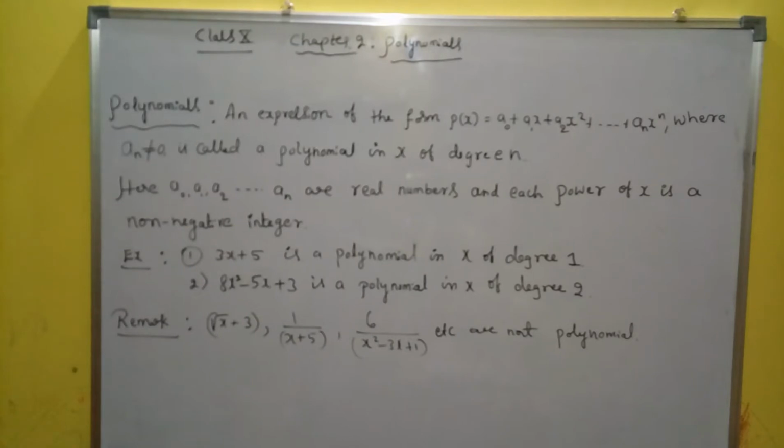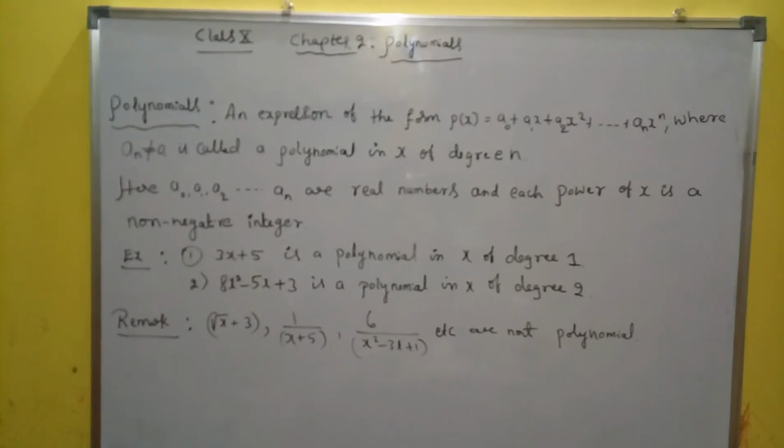relationship between zeros and coefficients, formation of quadratic and cubic polynomials, the division algorithm for polynomials, and the method of finding the remaining zeros of a polynomial when some of its zeros are given. So once again we have to revise the points of the chapter polynomial. What do you mean by polynomial? You have to understand correctly.